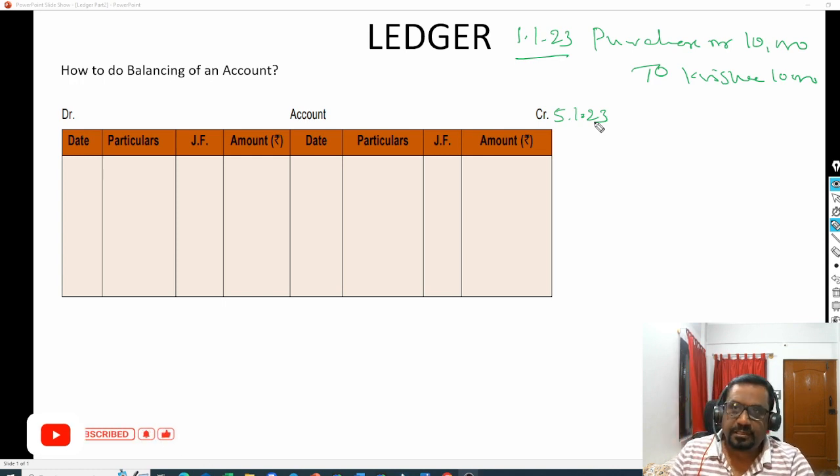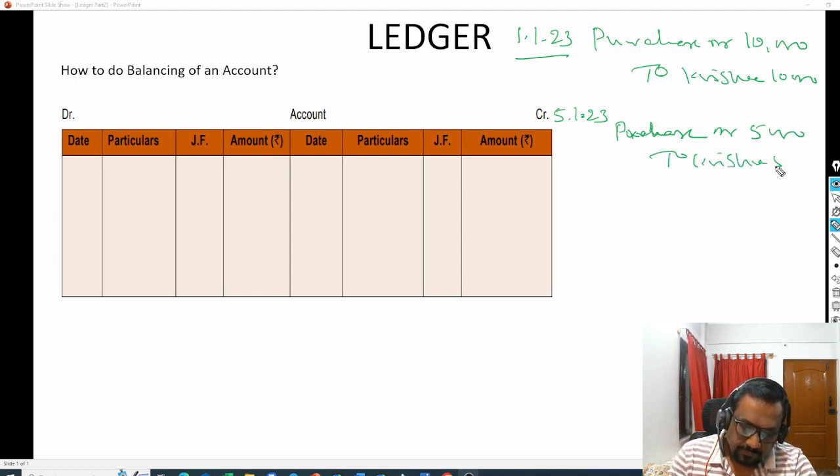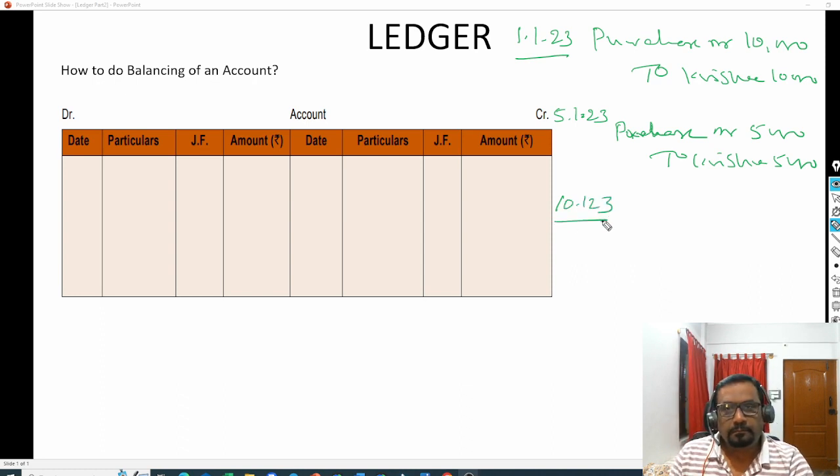Again we purchased 5,000 goods. Again the entry is going to be purchase debit 5,000 to Krishna 5,000. This is also purchased for credit. Next, 10th January 23, we paid cash to Krishna 3,000.